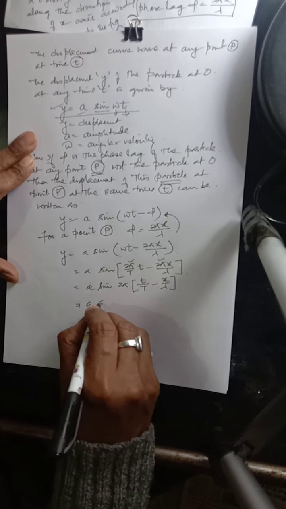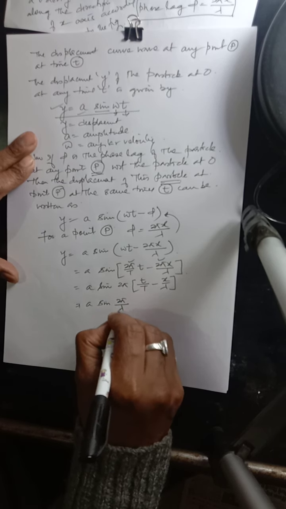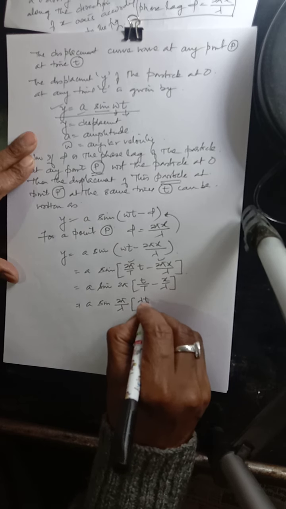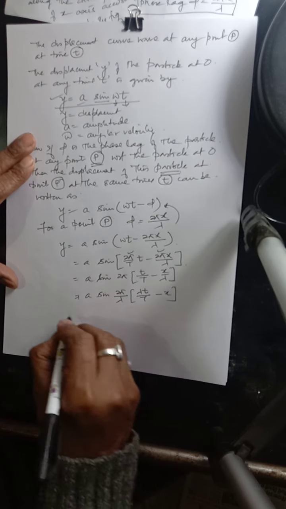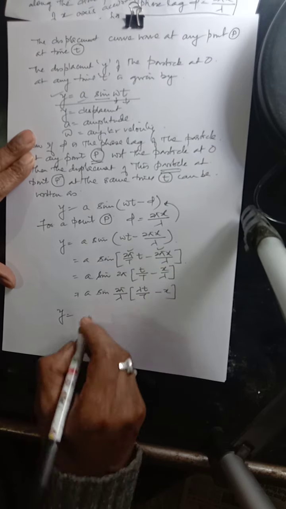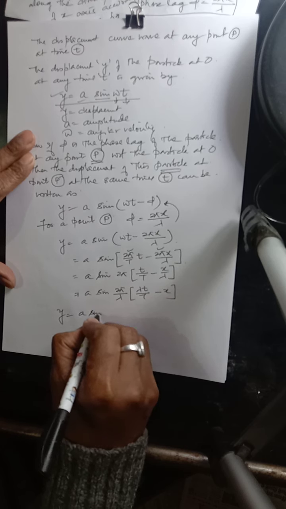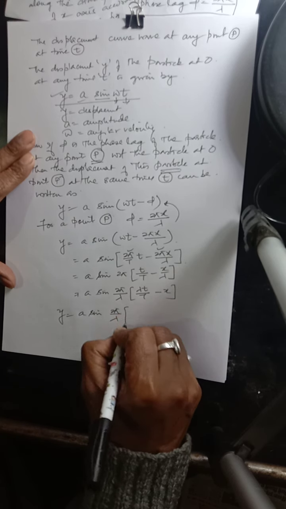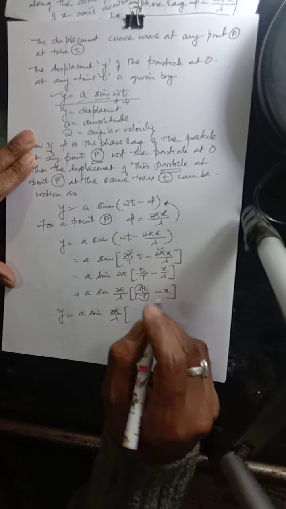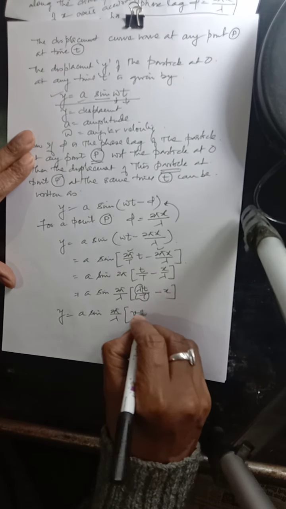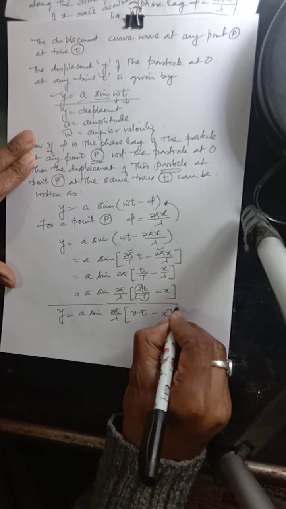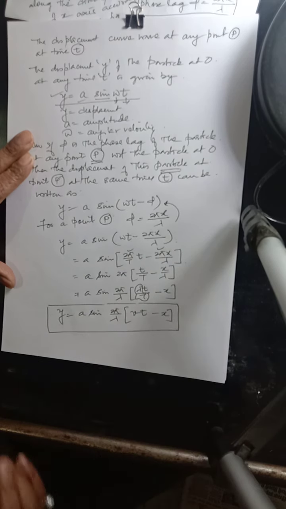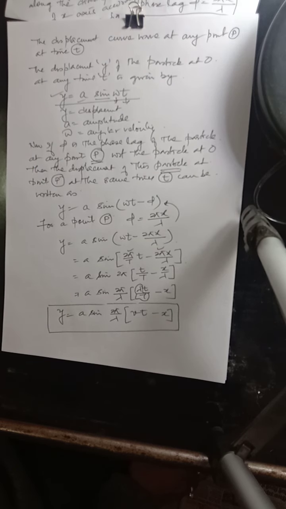From here, we are taking lambda common, so it is lambda t by T minus x. So the ultimate displacement equation will be a sine of 2 pi by lambda, x by time period. It becomes the velocity as a function of time with x. So this is the ultimate equation which is required. You can note that down.